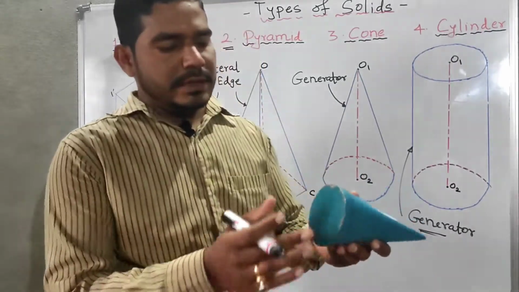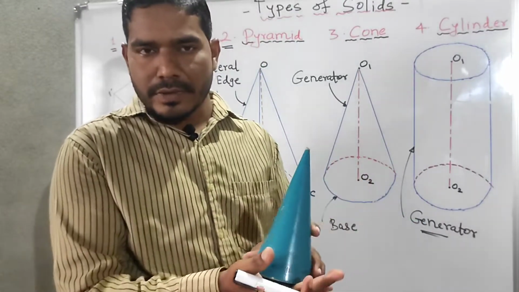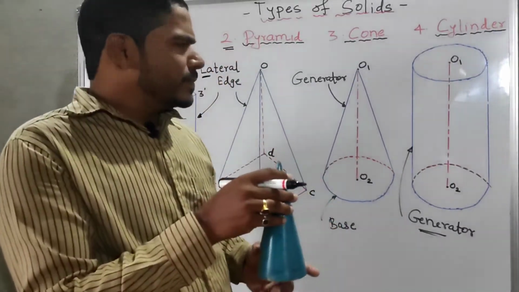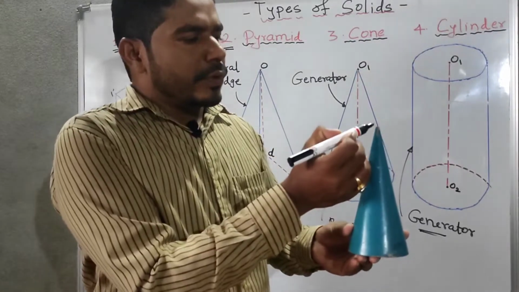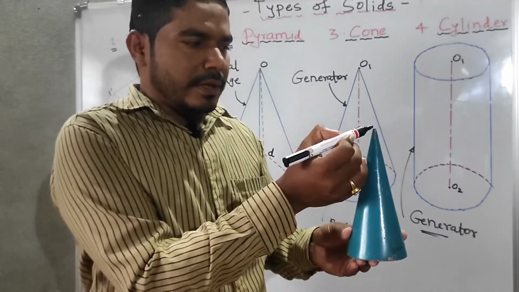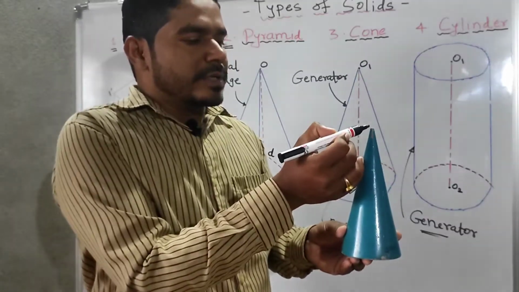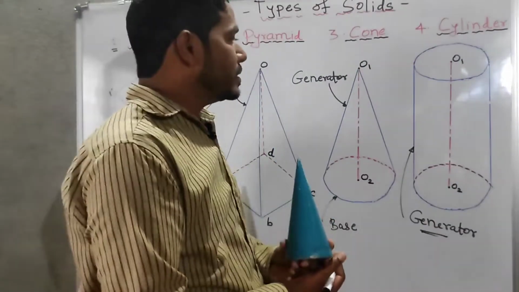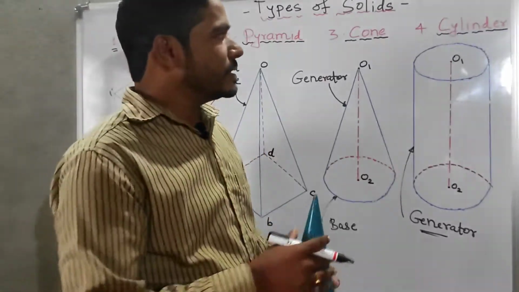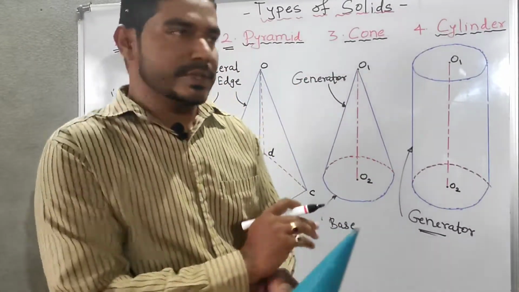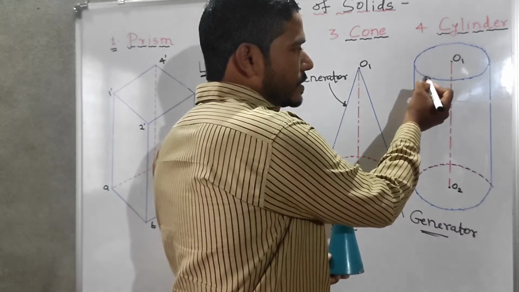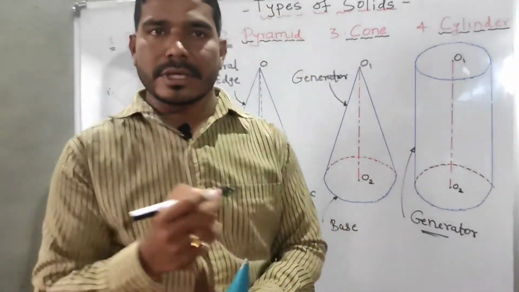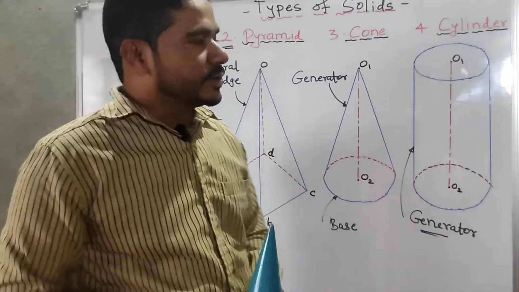Now I will show the actual model of the cone. You will see its base is circular, and its top is in the form of the apex. As I told, what is meant by generator? The line you draw from its apex to any point of this base circle, that we call a generator. And the same thing is there in case of the cylinder also. The line joining from its top face circle to the bottom face circle, we are calling a generator.